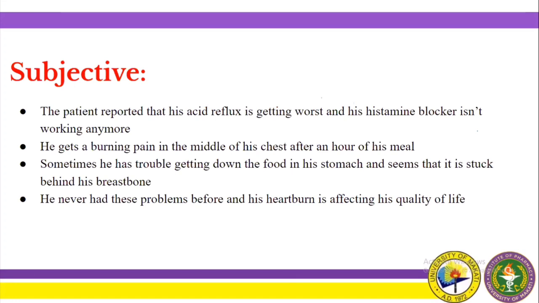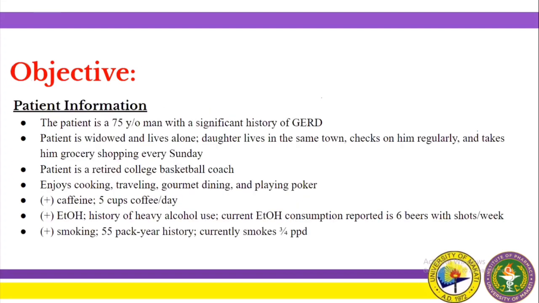So for the subjective or the patient complaint, the patient reported that his acid reflux is getting worse and his histamine blocker isn't working anymore. And he gets a burning pain in the middle of his chest after an hour of his meal. And sometimes he has trouble getting food down and it seems that it is stuck behind his breastbone. He never had these problems before, and his heartburn is affecting his quality of life.